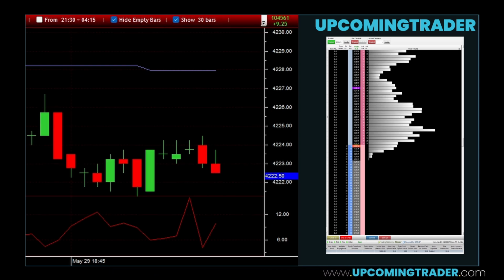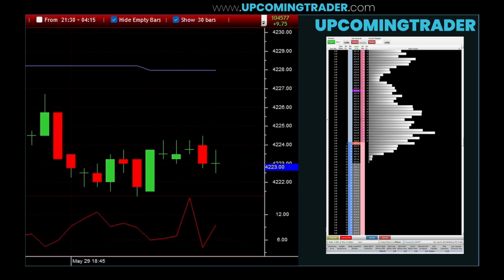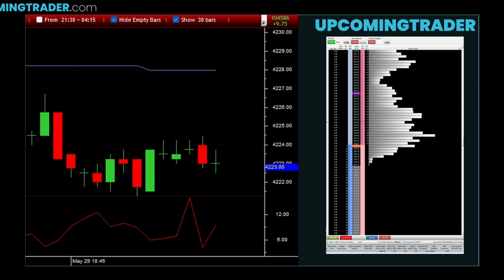Now, after you identify the pattern, you need to look at the trend that was in place before the pattern started to form. Is the market trending up, down, or sideways? This is important because it helps us understand what the pattern could mean. For example, if you see a head and shoulders pattern at the top of an uptrend, it usually means the trend is about to reverse.